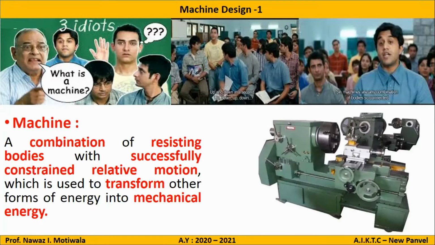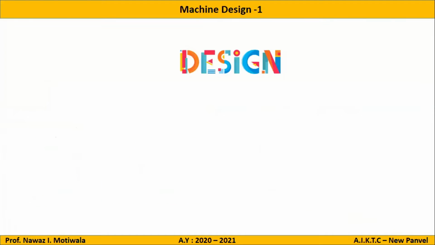So, machine can be defined as a combination of resisting bodies with successfully constrained relative motion which is used to transform other forms of energy into mechanical energy. Does anyone have any doubt in this definition or want to add something? Okay, so with this I proceed further to the next term, that is the term design.